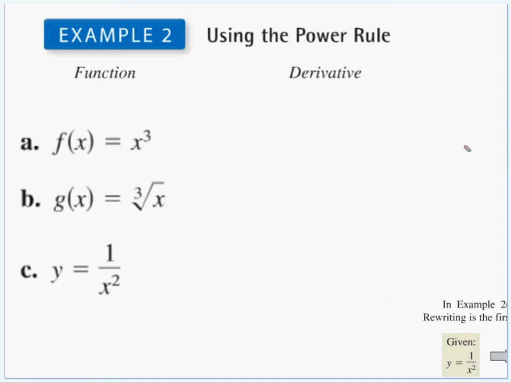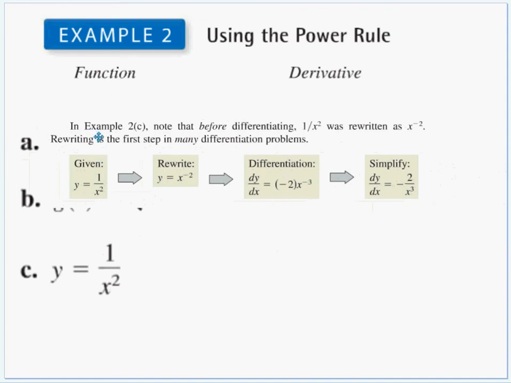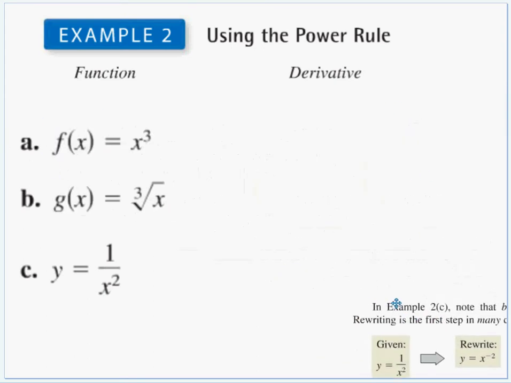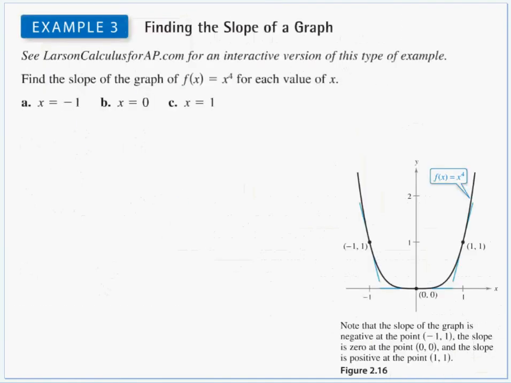Now what's this down here? Oh yeah, in that 2c, note that before we derived this function, we rewrote it with a negative exponent. Rewriting is a first step in many differentiation problems. Oops.